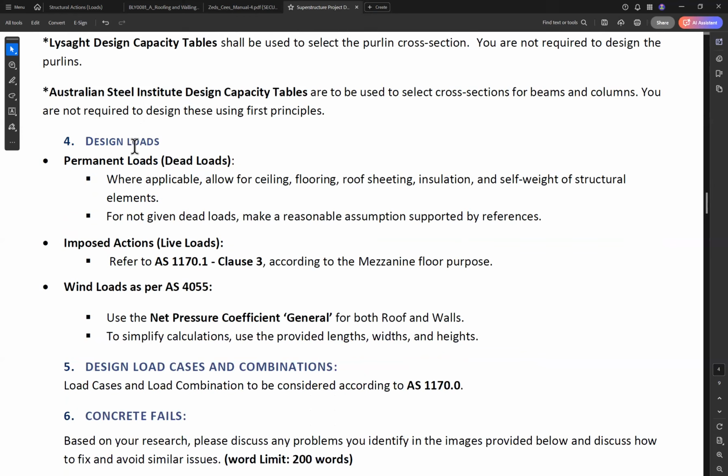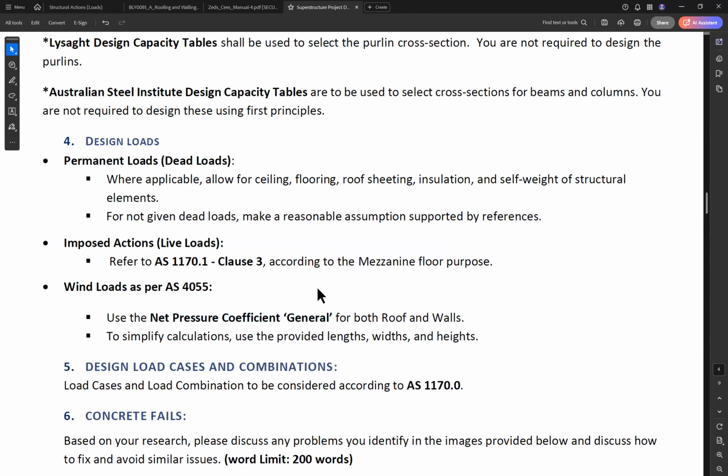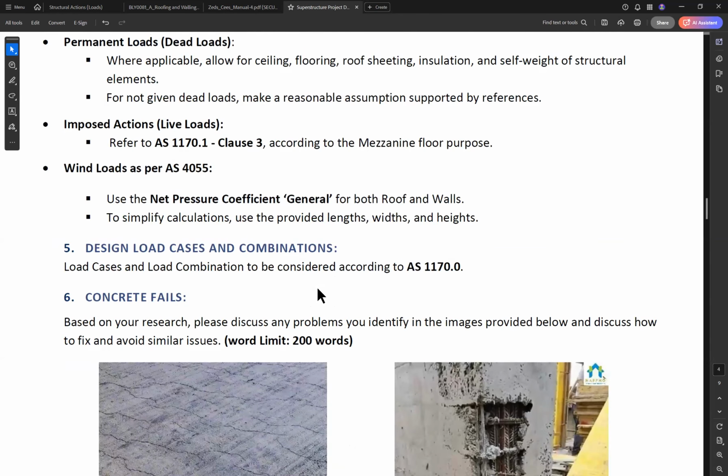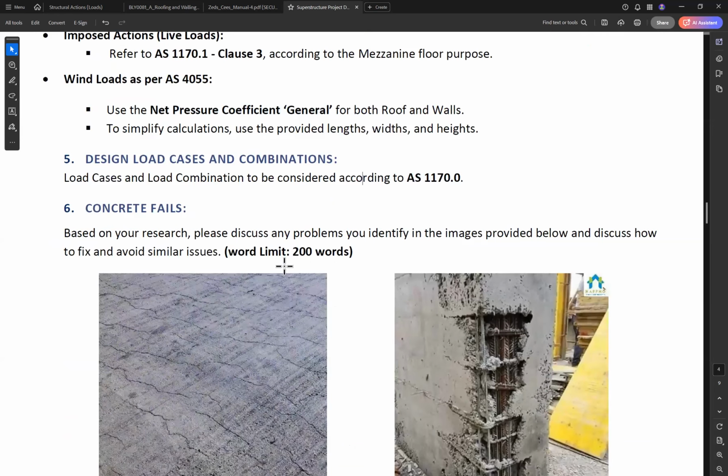The design loads we have in this project are only dead load, live load and wind load. For wind load, we will only calculate the net pressure for general areas only. We will refer to that when we find the wind. We will have load cases and load combinations. Load combination means how to combine dead load, live load, and wind load together. So this will be according to 1170.0.